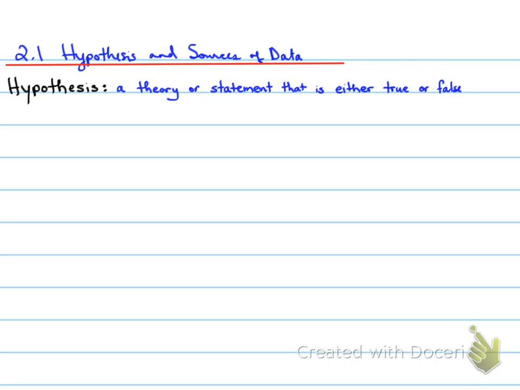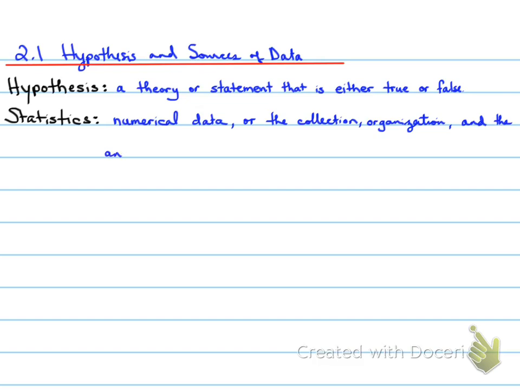For example, we're going to have an example of this a little bit later on in this unit. So in this unit, in Chapter 2, we're focusing on things that involve statistics. So let's look at statistics. What is statistics? Well, statistics is numerical data, or the collection, organization, and the analysis of numerical data. So what we do here is we look at information and we analyze it. Statistics is the analysis of that data.